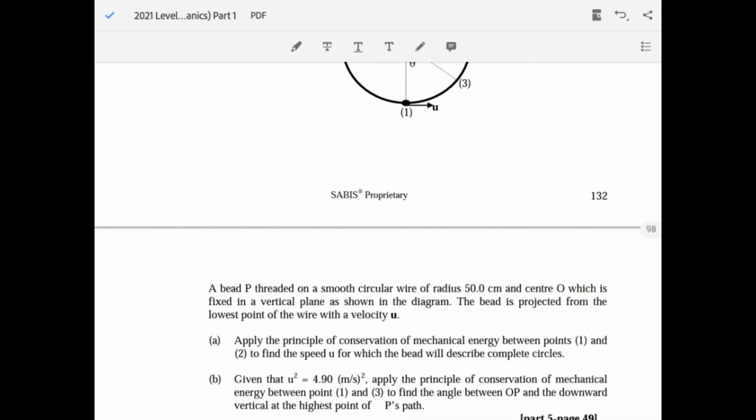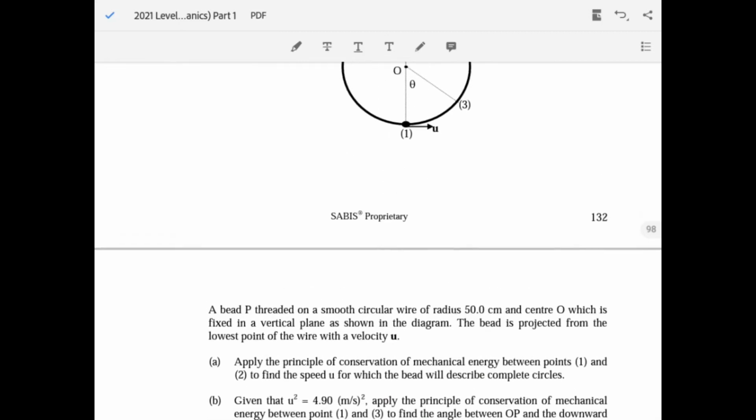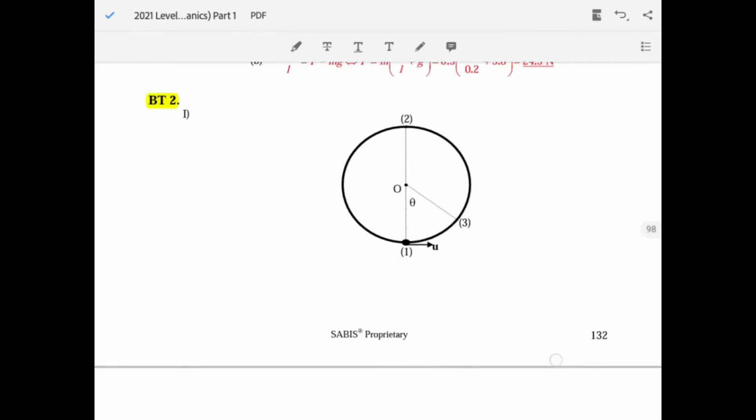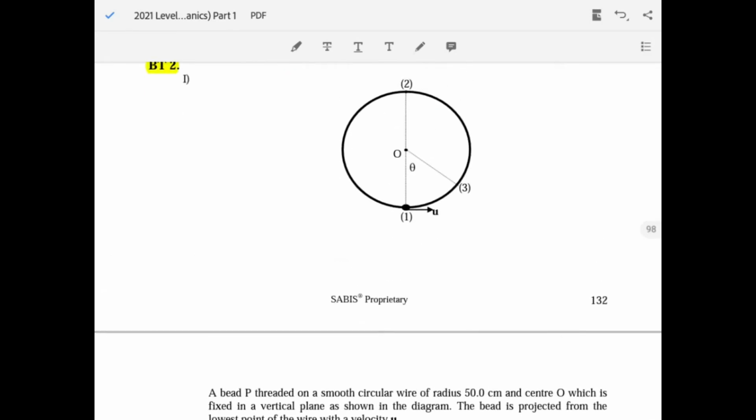Potential plus kinetic equals potential plus kinetic, between points 1 and 2. To find the speed u for which the bead will describe complete circles. So for a complete circle to occur, you'd have to have enough speed for it to go all the way up to that highest point and then some. And then some is kinetic energy for you to go a little over there. So you'd have the small push, and then the rest can be provided by the weight.